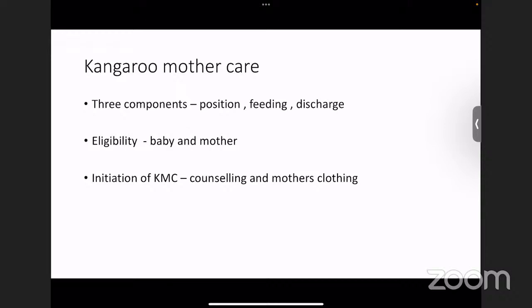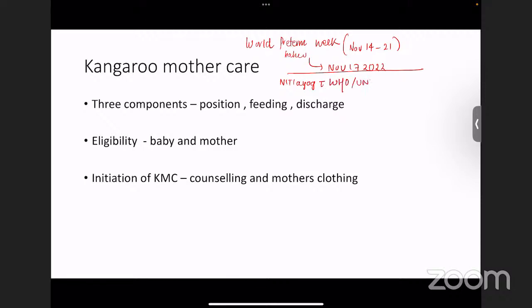So how to prevent this temperature loss? Another important component which the Government of India is right now recommending: in November 2022, World Preterm Day week, or preterm babies week, was celebrated between November 14 to 21, and on November 17, 2022, NITI Aayog, along with WHO and UNICEF, came with guidelines for low birth weight and preterm care, in which they have specifically highlighted the importance of kangaroo mother care.